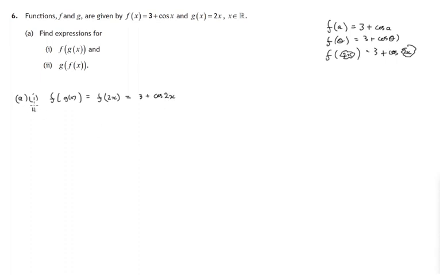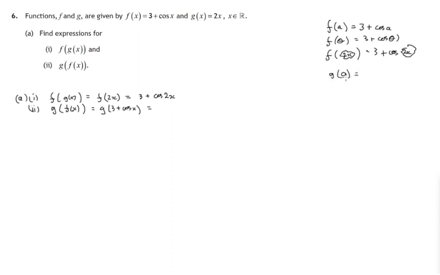Let's have a look at the second part. I've swapped the order of these functions round, so this time we've got g of f of x. So the easy part is replacing f of x by the 3 plus cos x. That's what we know f of x is. But now again we've got to ask ourselves what happens when something goes into g.